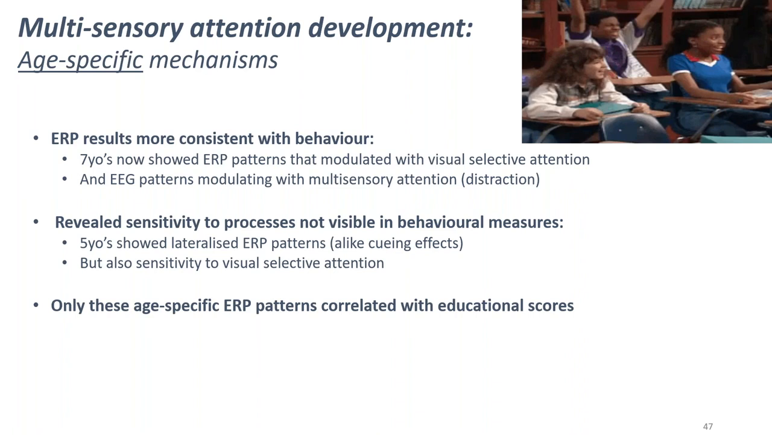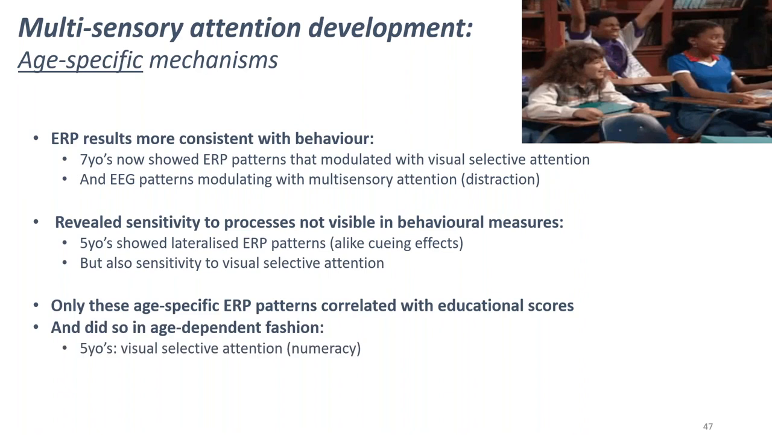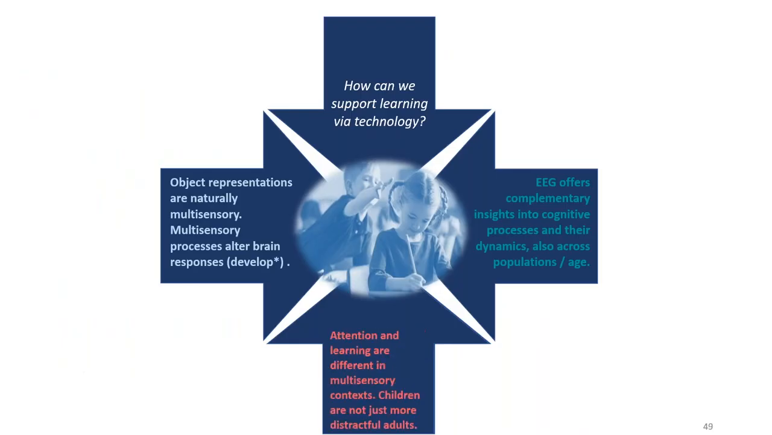Only those age-specific ERP patterns correlated with educational scores, and they did so in an age-dependent fashion. So for 5-year-olds, it was visual selective attention that was important to one of the skills, and for 7-year-olds, it was both visual and multisensory attention types that were important for 2 different skills. Right, so to summarize, attention and learning seem to be different in multisensory contexts than in visual contexts. And we should not be thinking about children as just more distractible adults, as clearly the story is not as simple as that.